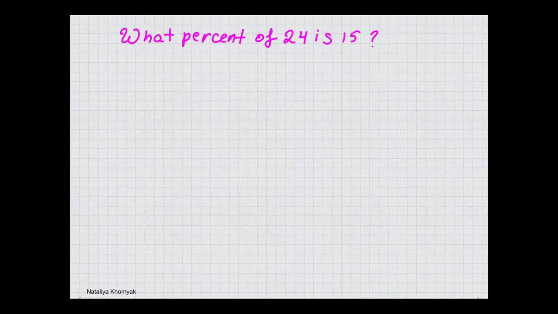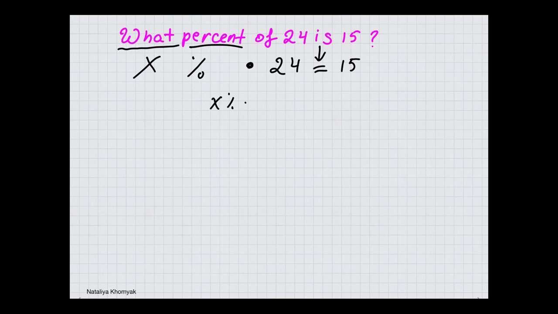Here's a statement. What percent of 24 is 15? Here's the question. What? In mathematics, whatever you don't know usually gets assigned variable x, percent. This just means that the answer should be in percent form. Often "of" in math means multiply. 24 is, in mathematics, an equal sign, 15. Our statement is x percent times 24 is 15.